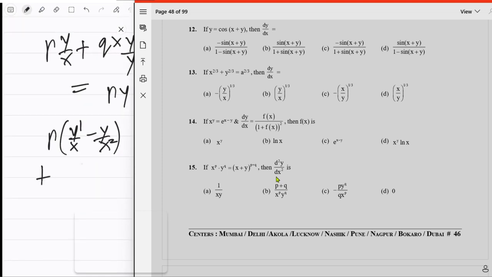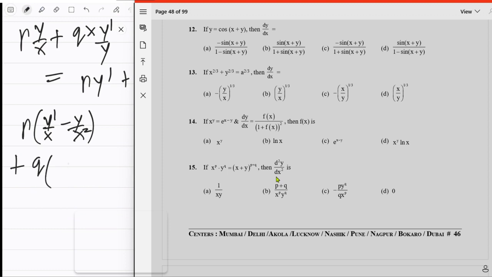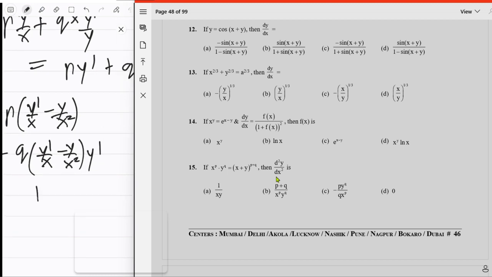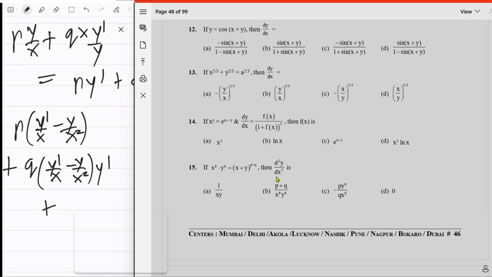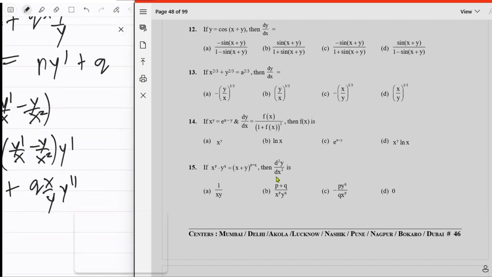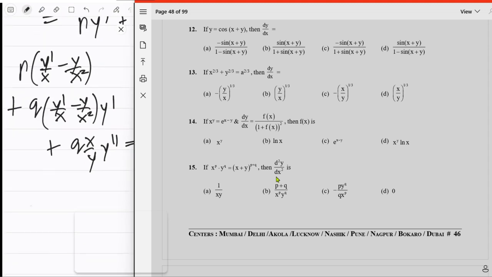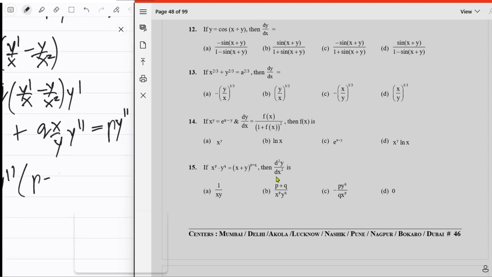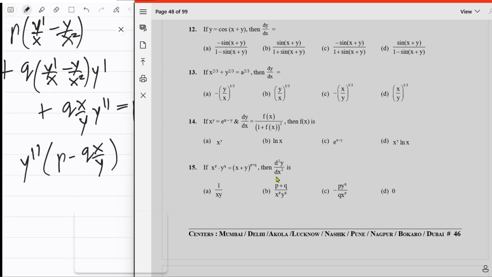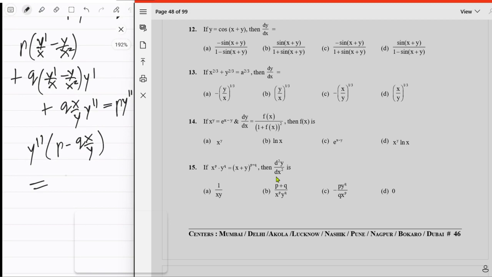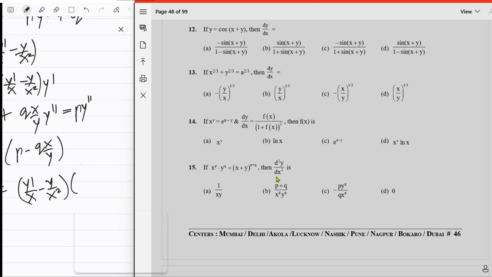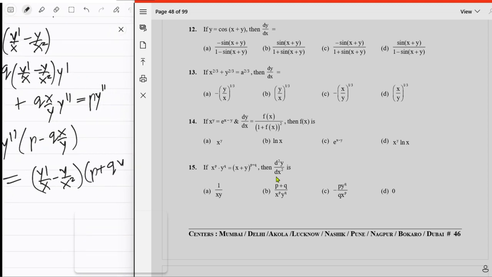Plus q. What is this? Seriously, this is just so bad. First of all, you just have this thing y dash upon x minus y upon x squared, and that times y dash, and then you have the other terms, qx upon y double dash, that's equal to py double dash, right? So y double dash times p minus qx upon y, that is equal to this thing, y dash upon x minus y upon x squared, and all of that times p plus q y dash. Sure.